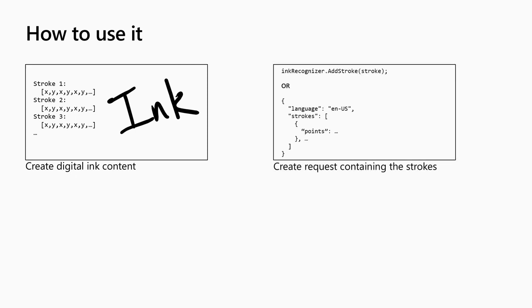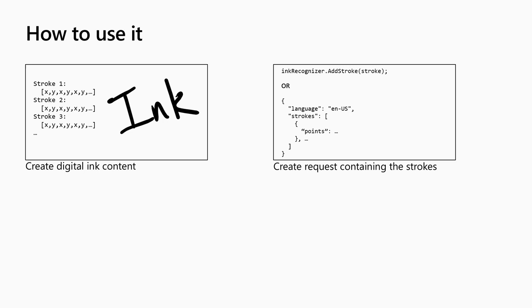The next thing that you do is you actually create a request that contains the strokes that you want to go recognize. Now you have a couple options here. On GitHub, we have a series of samples that give you a class called the Ink Recognizer class that makes this trivial to generate, to add strokes to go be recognized.